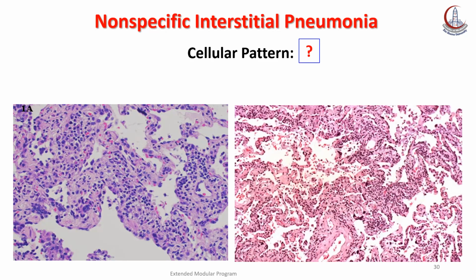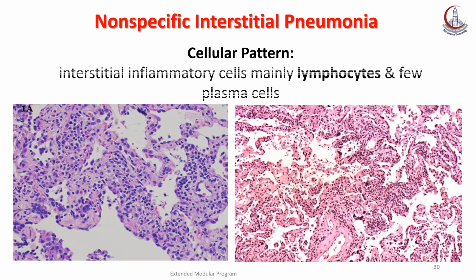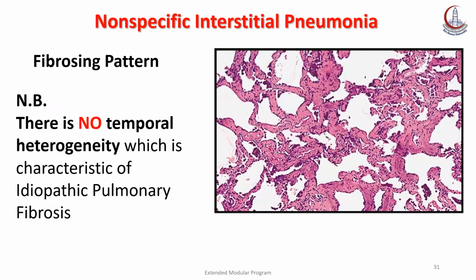Non-specific interstitial pneumonia, is it cellular or fibrosing pattern? Yes, it is cellular pattern, because of this dense inflammation, mostly formed of lymphocytes with very few plasma cells. No fibrosing patches detected here. This pattern is called fibrosing pattern. The alveolar septa are markedly thickened, markedly rigid by presence of the fibrosing reaction.